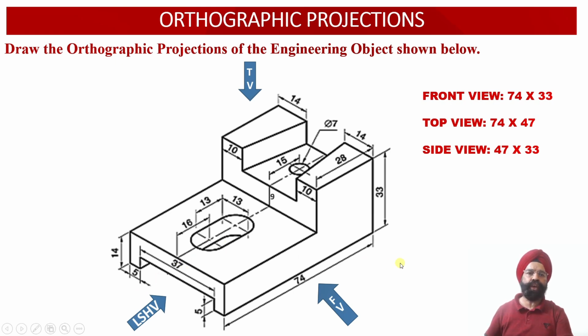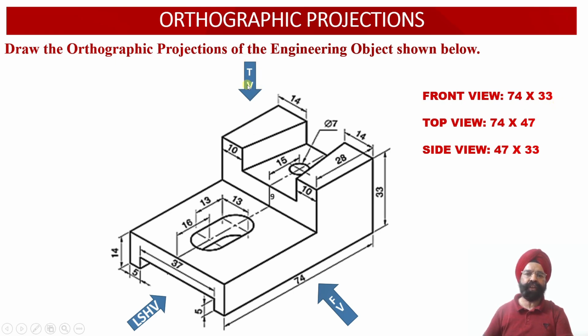In order to evaluate the orthographic projections of the solid, we need to determine the dimensions of the front view face, top view face and the left hand side view face of the solid. When the observer looks at the solid from the front view orientation, we observe that the width of the solid is equal to 74 millimeter, while the height of the solid is equal to 33 millimeter. Therefore, the dimensions of the front view face will be 74 millimeter by 33 millimeter.